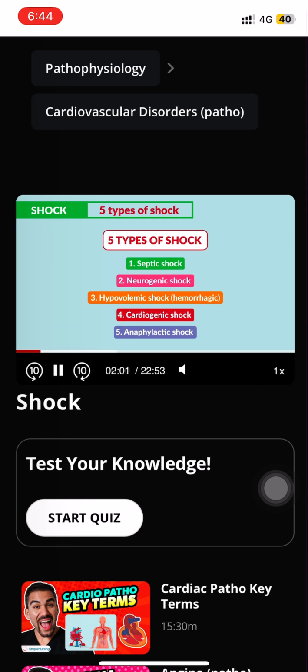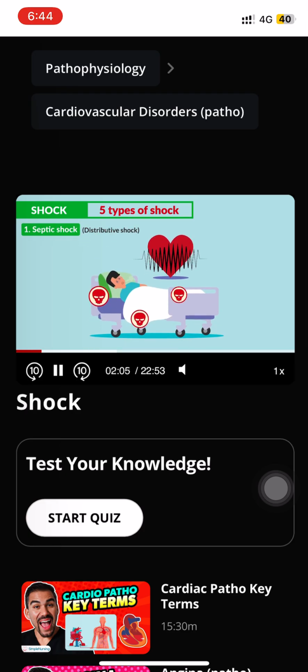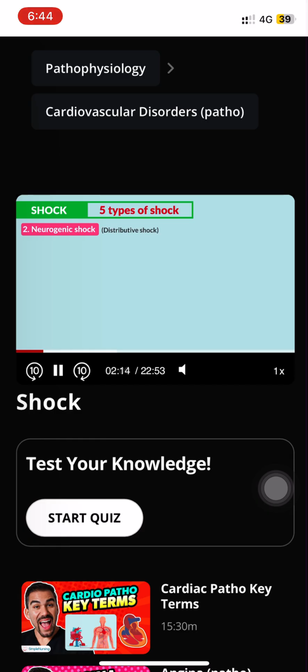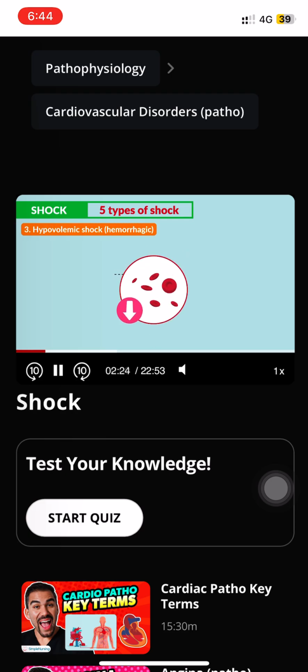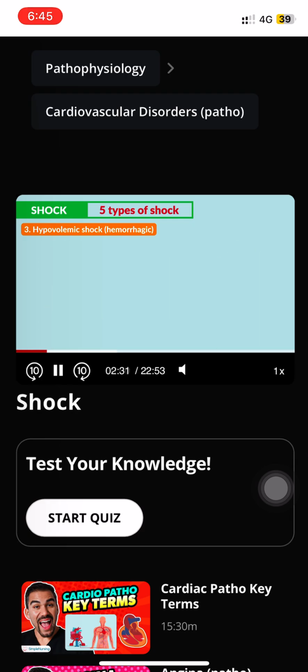Now there are 5 types of shock. The number one most tested is septic shock, caused by widespread bloodborne infection. Think sepsis infection causes septic shock. Number 2 is neurogenic shock, caused by spinal cord injury, T6 or higher. Number 3 is hypovolemic shock, also called hemorrhagic shock, caused by blood loss from a trauma or even a gunshot wound or even from surgery or burns. So just think blood loss.